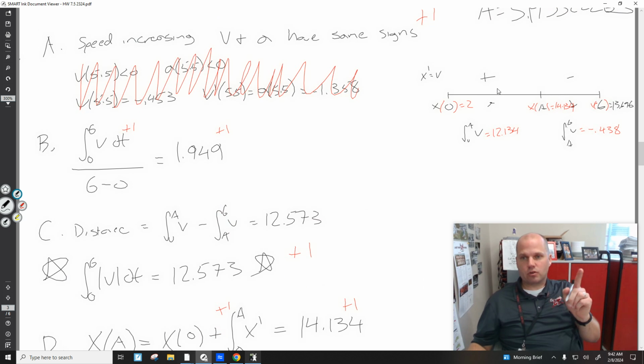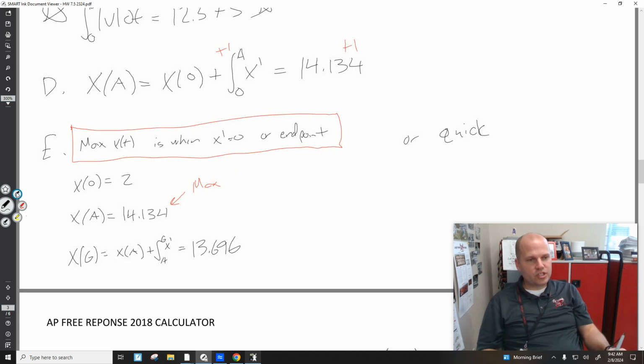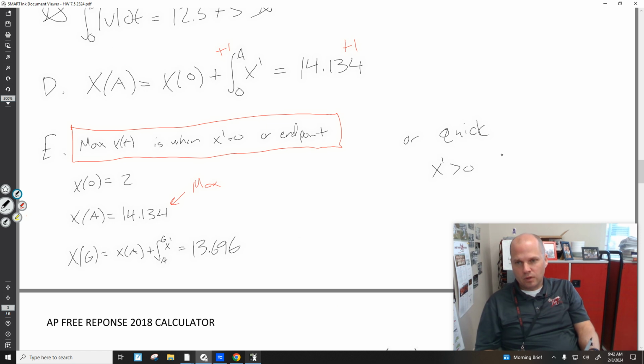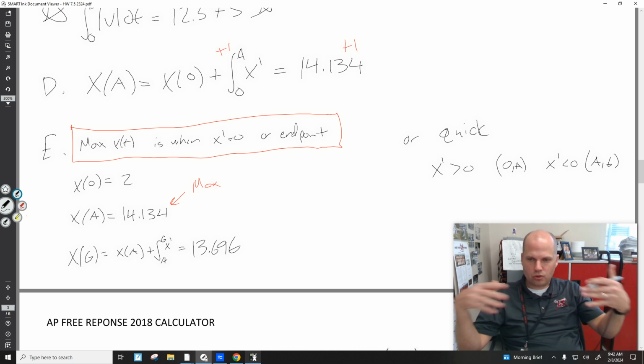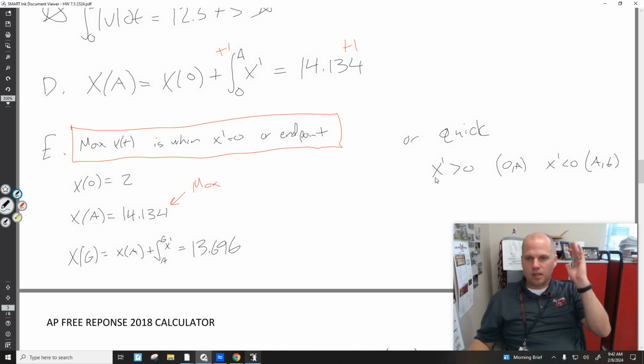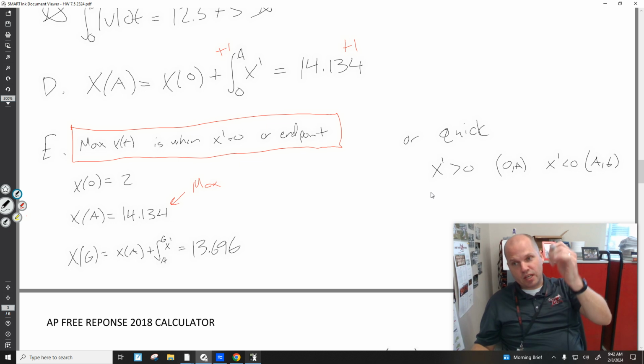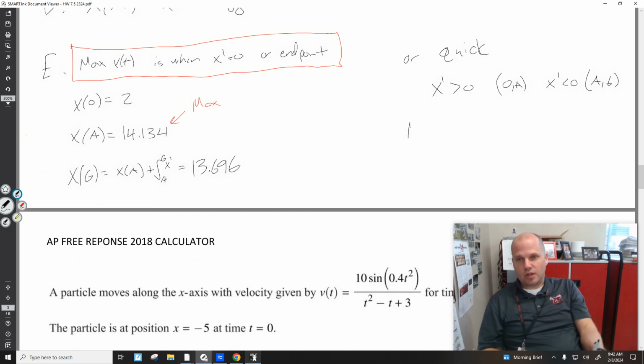You have to reference your derivative. You could say, since x prime or v is positive over the interval 0 to A, and since x prime is negative from A to 6, you don't have to explain what that means. This shows you know what it means. Like position's increasing, then position is decreasing. You can then say max must be x of A, which is 14.134.